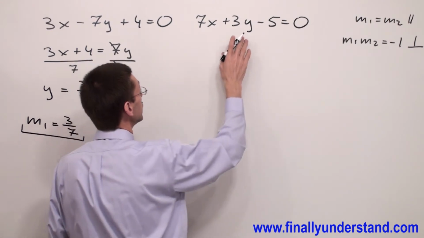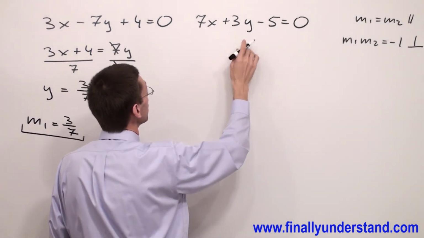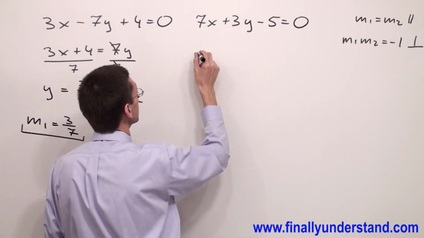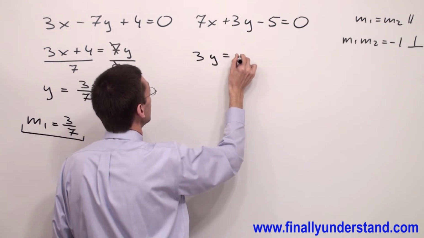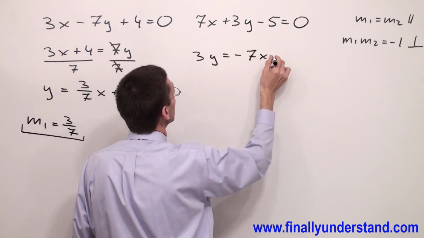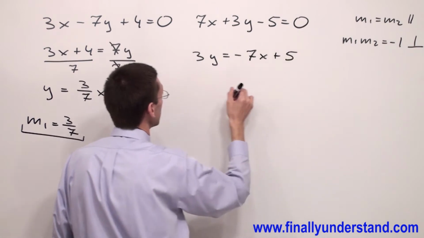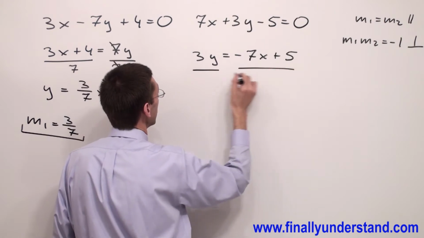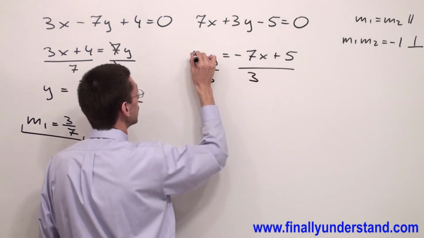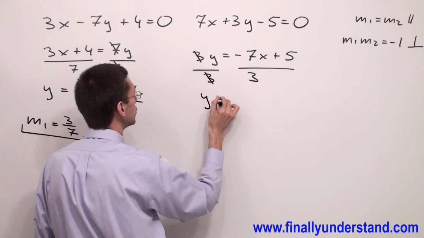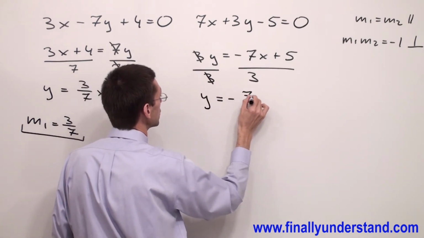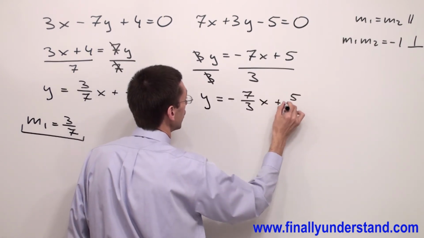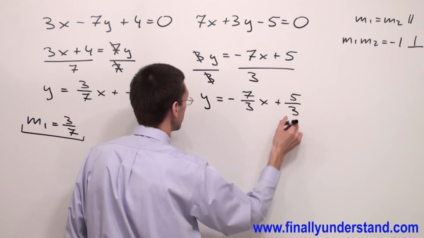Again, we're supposed to solve this equation for y. I'm going to move 7x and negative 5 to the right side of my equal sign. So 3y is equal to minus 7x plus 5. In order to find y, I have to divide both sides of the equation by 3. 3 and 3 will cancel out, and I have y is equal to minus 7 over 3x plus 5 over 3.